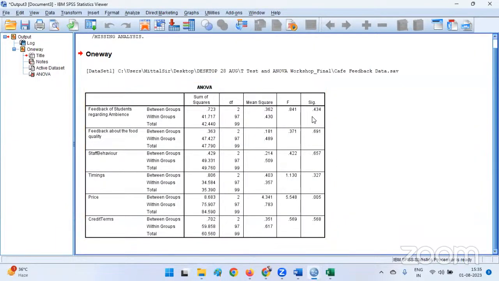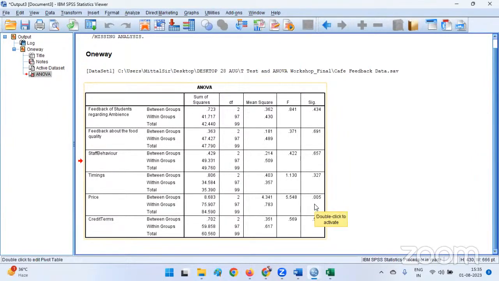Now, if we see clearly, our independent variable is income, and you see the significance. Under the significance column, it is 0.4, 0.6, 0.6, 0.3, 0.005 for price. So below 0.05 is only price. Rest all are above 0.05. If p-value is above 0.05, null hypothesis is accepted, and if it is below 0.05, null hypothesis is rejected. It means there is a significant difference.